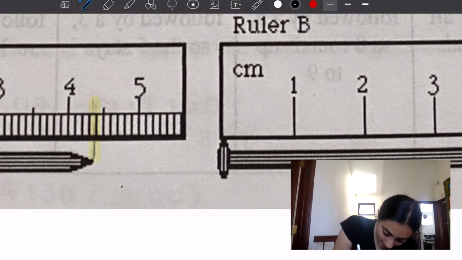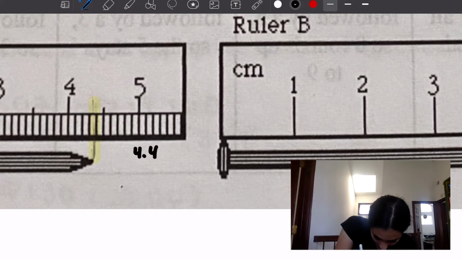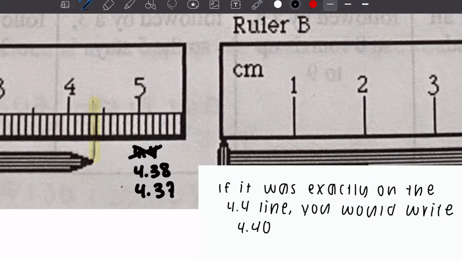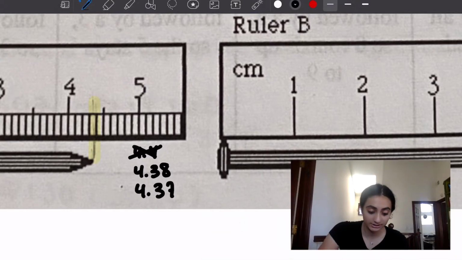Again, let's say it was directly on the line. You do not want to write 4.4. That is incorrect. Because each line is a tenth, 1/10, you want to report to the nearest hundredth.